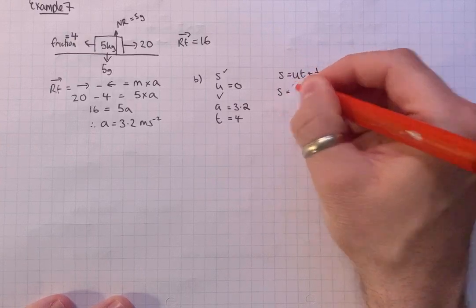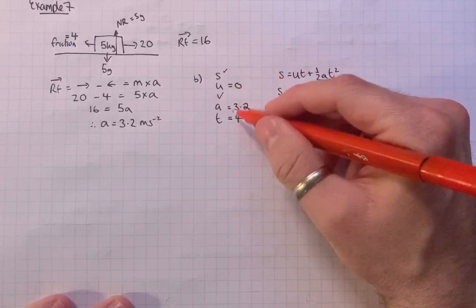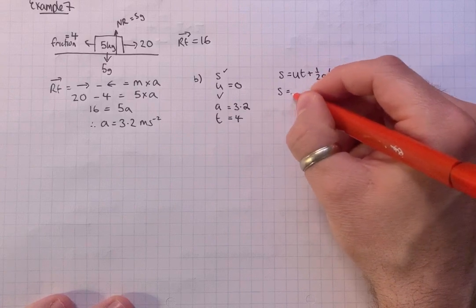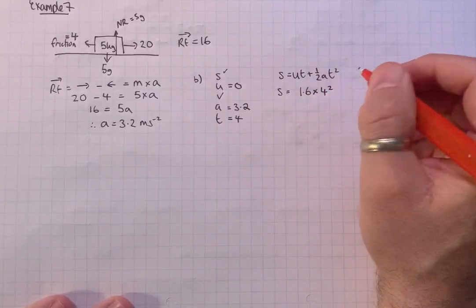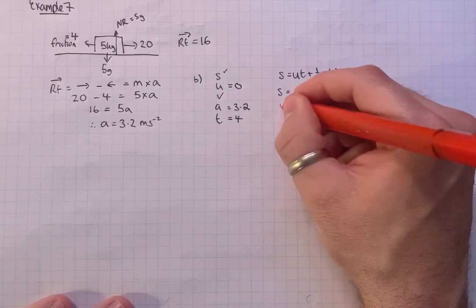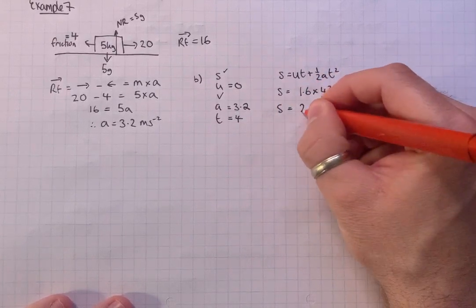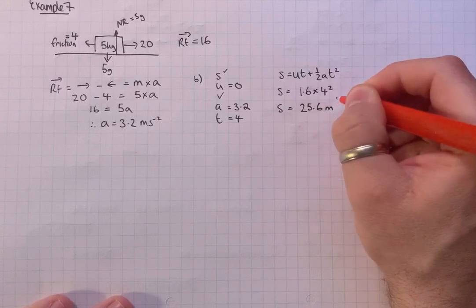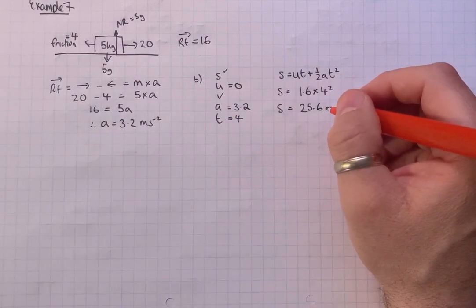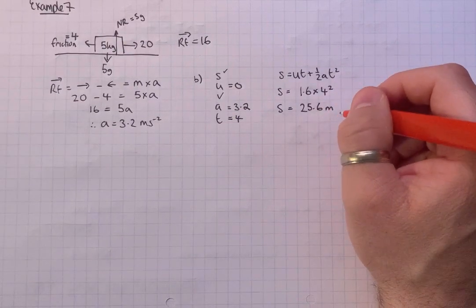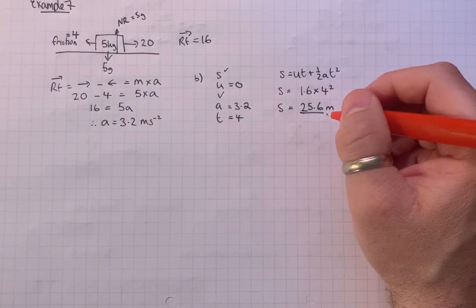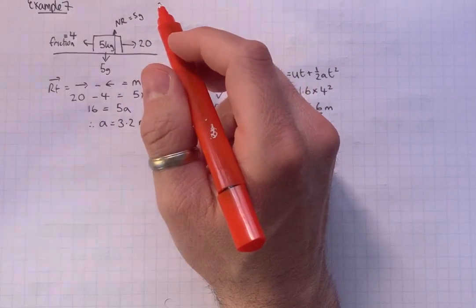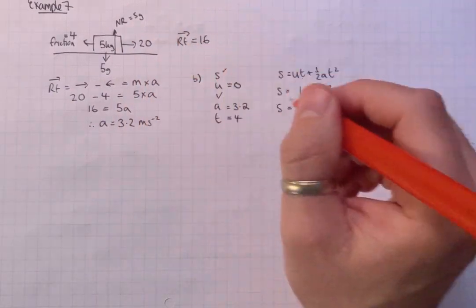So the distance travelled is ut, which is 4 times 0, so it's just going to be half a, 1.6, times t squared, 4 squared. 1.6 times 16, it's going to be 25.6, I think. Yeah, 25.6 meters. The magnitude of normal reaction I've already done is 5g, which is 49 newtons.